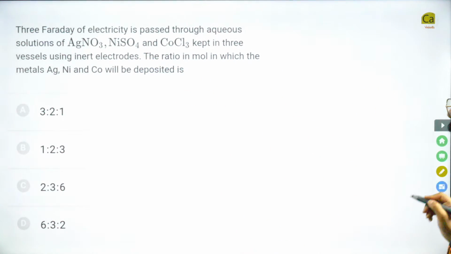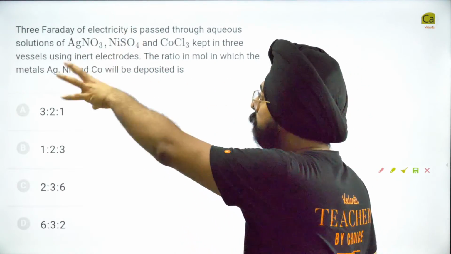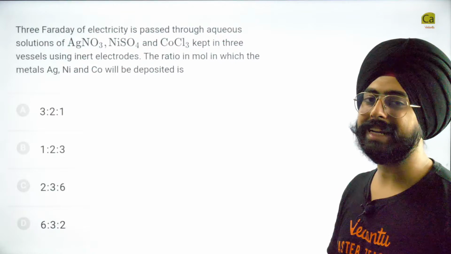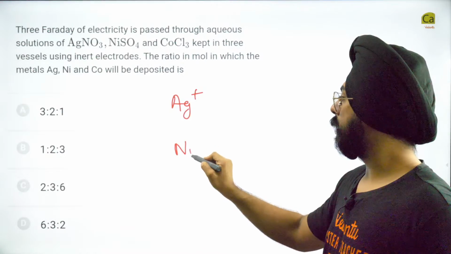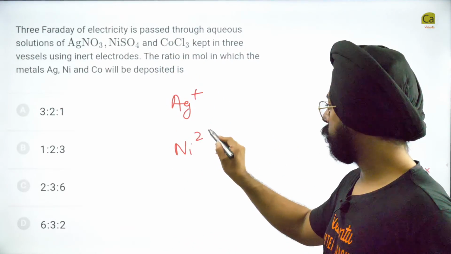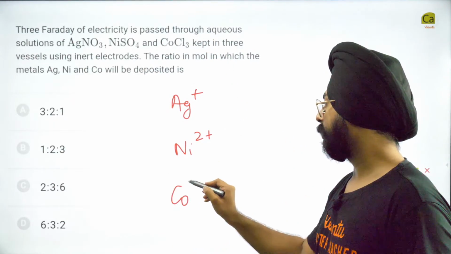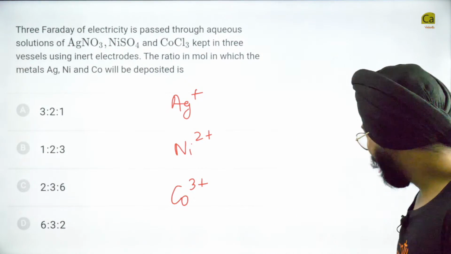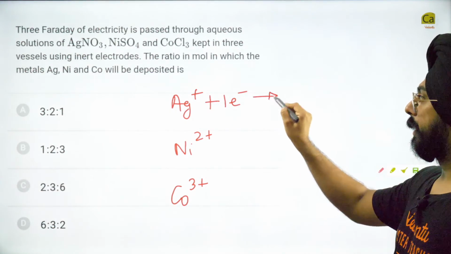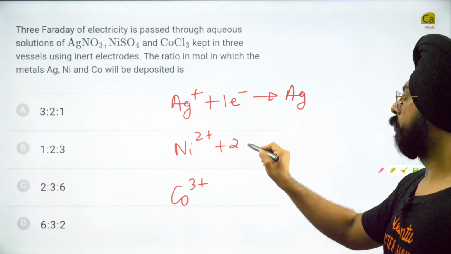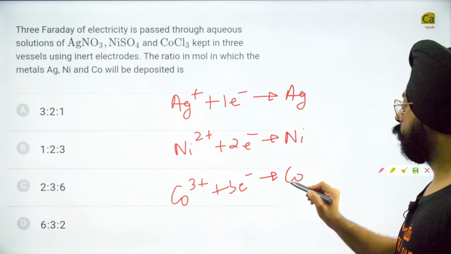3 Faradays of electricity. 3 Faraday, 3 into 96500 coulombs of electricity is passed through solutions of AgNO3, NiSO4 and COCl3. So you have Ag positive, you have Ni sulfate, NiSO4, 2 positive, and COCl3, 3 chlorines, so cobalt has to be in its 3 positive oxidation state. Now my dear friends, if I provide this guy 1 electron, this becomes silver. If I provide this guy 2 electrons, this becomes nickel. If I provide this guy 3 electrons, this becomes cobalt.